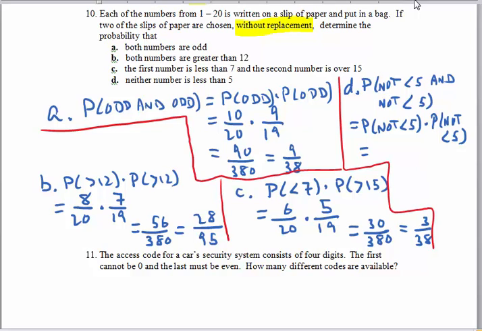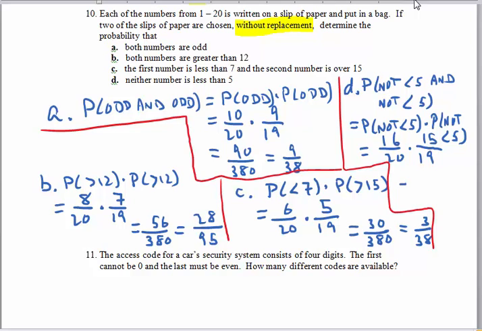So how many numbers from 1 to 20 are not less than 5? Well, it's everything except 1 through 4. Right? So it's going to be 16 out of 20, because it's basically 5 through 20. And now the second selection, alright, I have 19 numbers left, and out of those 19 numbers, how many of them are left that are not less than 5? Well, I took one of the 16 out that are not less than 5, so now there's only 15 left that are not less than 5.